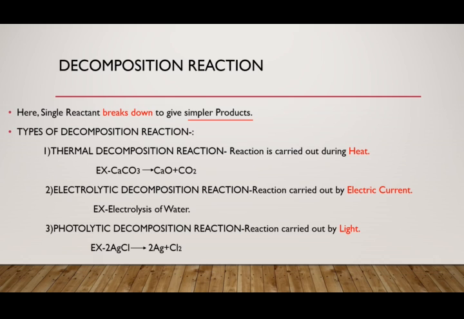Now there are three types of decomposition reaction, that is thermal, electrolytic and photolytic decomposition reaction. So first is thermal decomposition reaction. The word itself says thermal means heat. So a reaction which is carried out by heat is called thermal decomposition reaction. For example, CaCO3 decomposes to give CaO plus CO2.